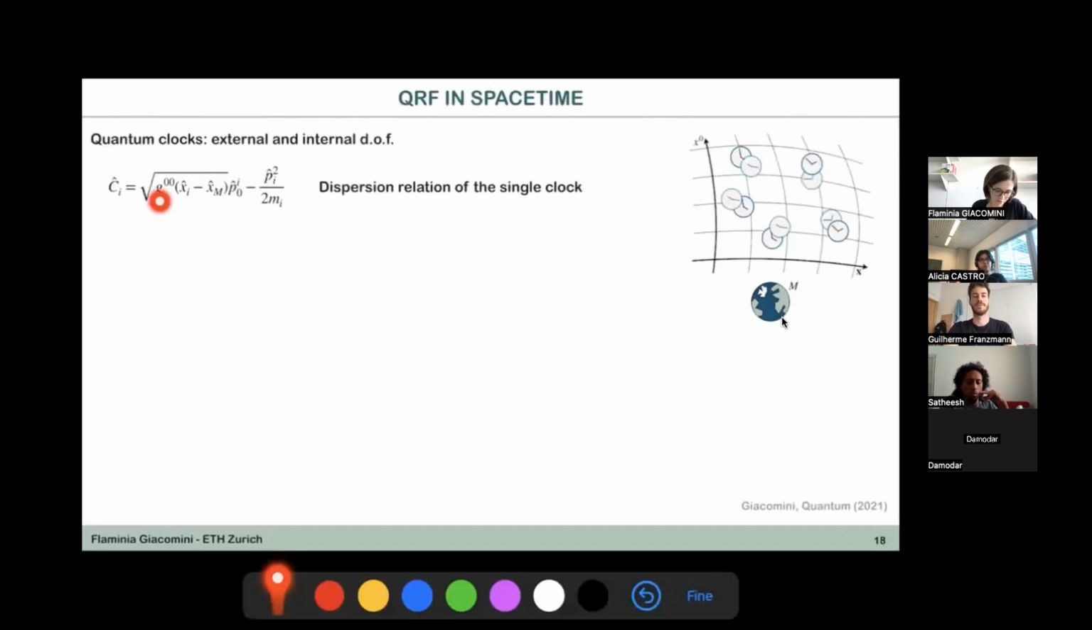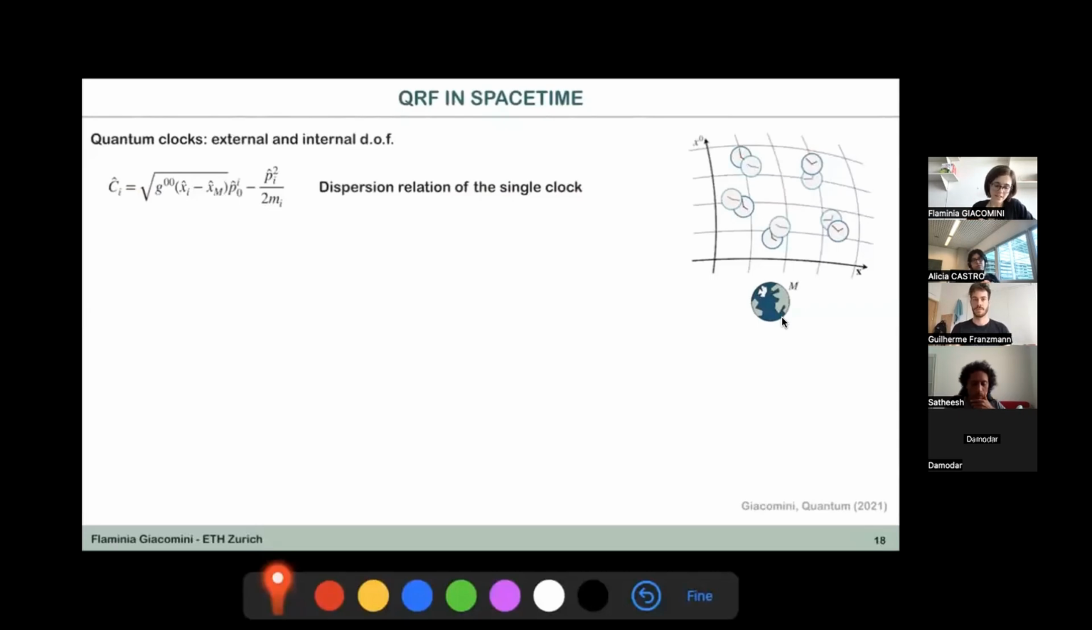And now if you set this to 1, then you immediately recognize that if you annihilate this state by a constraint, you immediately find the Hamiltonian of the free particle in the Galilean picture. And even if you add this G00 now, you can recover the one with the Newton potential, basically. So basically this constraint C_i encodes the dispersion relation for the single clock, external degrees of freedom.